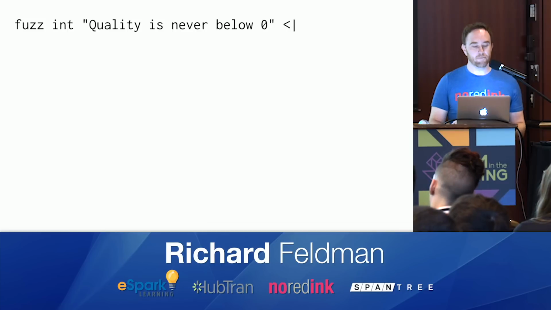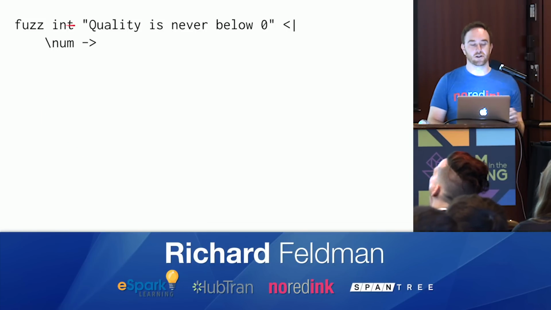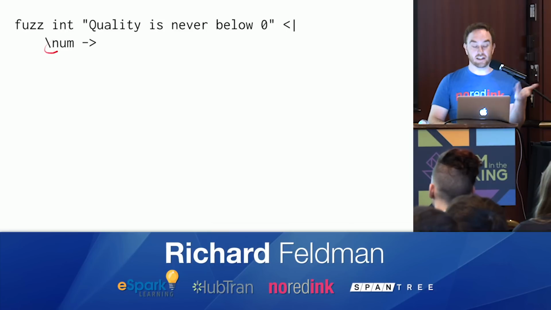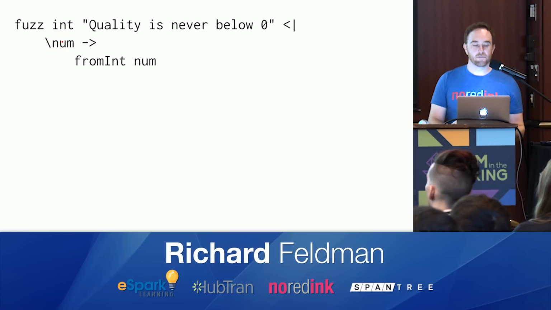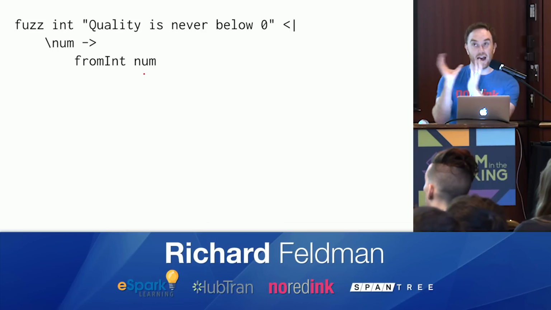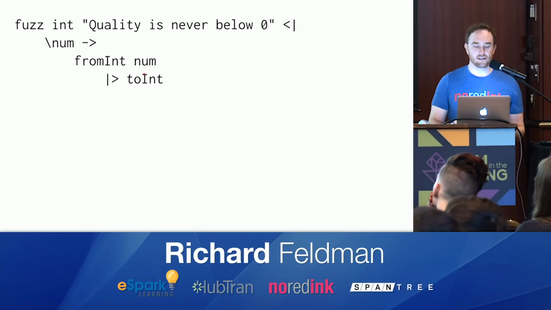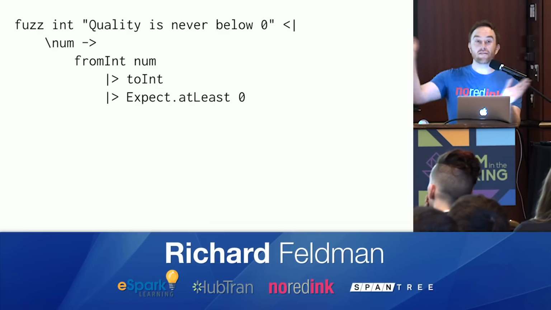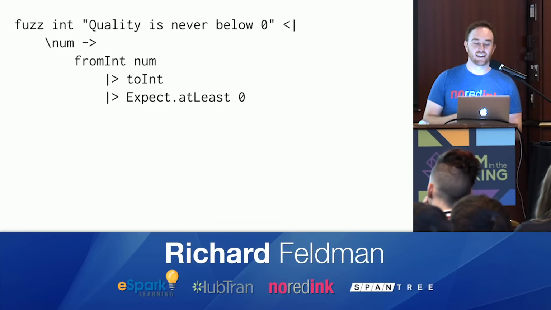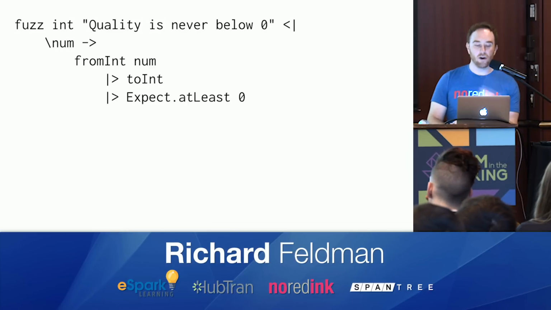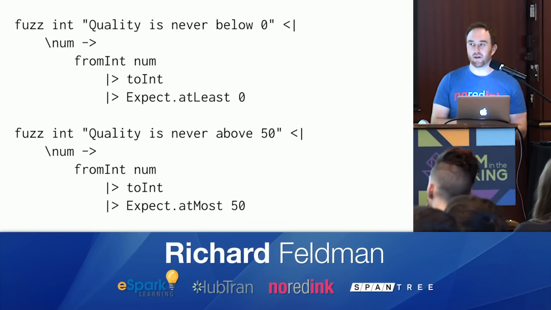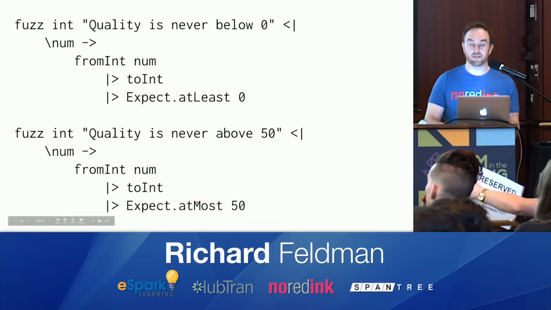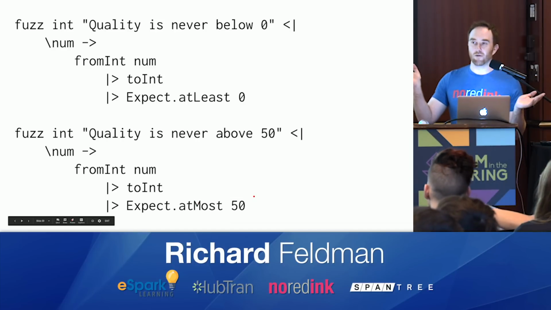Testing's not that much trouble, right? We can write a fuzz test. Quality is never below 0. And all it does is it says, okay, fuzzing an integer, which means we're going to get randomly generated integers. It's just going to keep calling this function like 100 times, passing a different integer each time. We're going to call quality.fromInt, passing the number, so now we have a quality value. Turn it back into an int, and say, hey, that int should be at least 0, right? It should never be below 0. No matter what possible numbers we pass into this thing, once we spit it back out, it should always be above 0. And then do the corresponding thing for above 50, right? It's at most 50, and we're done. Just 2 tests.